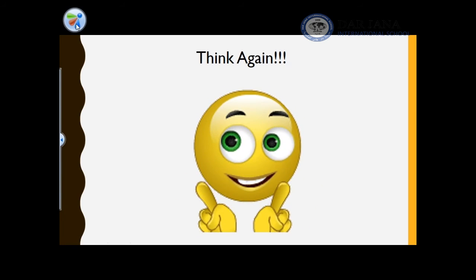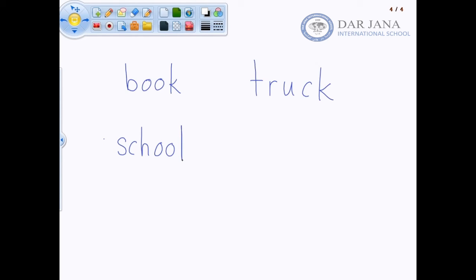Now, let's do some more practice here. I'm going to write some words on the board, and we're going to do some more practice. Now remember, you have to think of the first letter, okay? So here I'm going to write book, and then I'm going to write truck. Here I'm going to write, what do you think? School. And then I'm going to write girl.